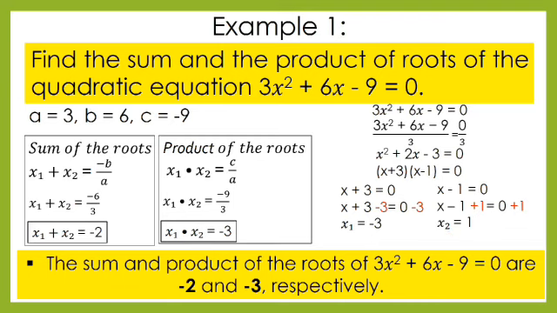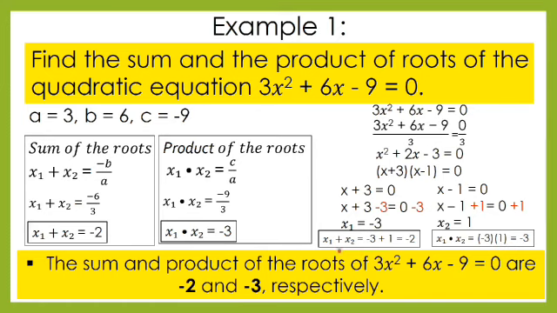And then, we get the sum of the roots, x sub 1 plus x sub 2. x sub 1 is negative 3 plus x sub 2 is positive 1. We get negative 2. We get the product of the roots, x sub 1 times x sub 2 equals x sub 1 is negative 3 times x sub 2 is positive 1. Their product is negative 3.